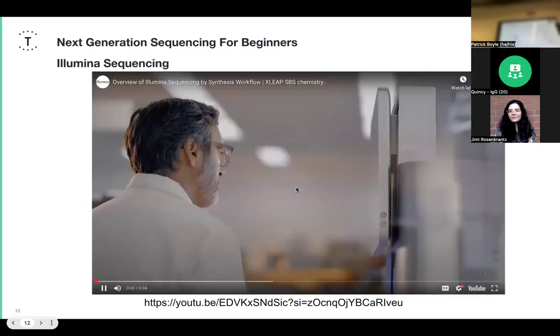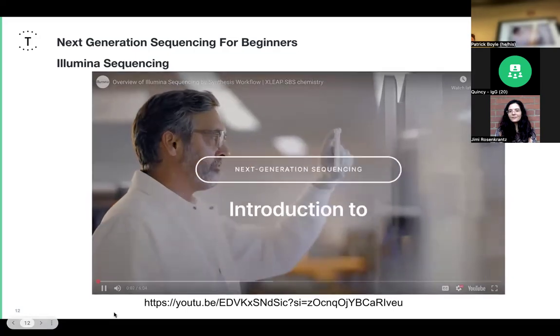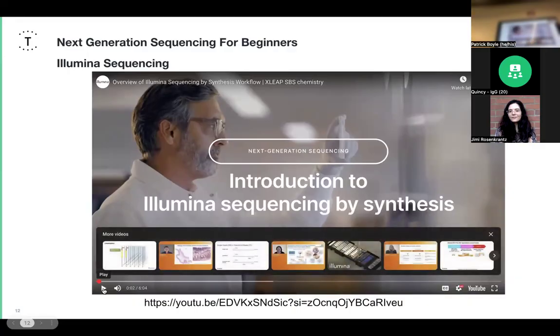ExAmp performs this process. This is just saying that your library gets put onto the flow cell and it gets amplified, similar to PCR amplification. It gets amplified multiple times over and over again. So each one of these clusters, you saw the circles, that was the patterned flow cell. In each one of those nanowells, there is the same exact sequence.